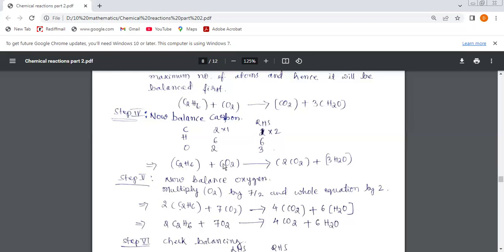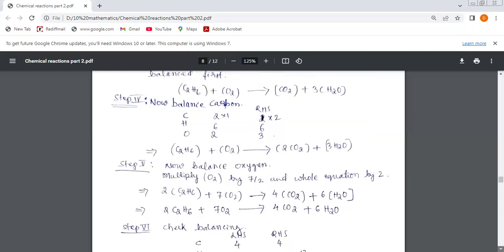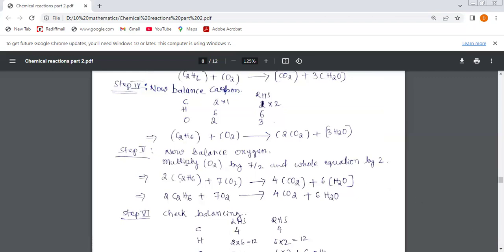And lastly, we have to balance the oxygen atoms. Because oxygen atoms, you see here 2 are there, but on the product side 2 plus 1, 3 are there. So that should be balanced. Now what you do to balance the oxygen: multiply O2 by 7 by 2 and the whole equation by 2. So this we have to do. O2 is here, to this only we have to multiply by 7 by 2, and then we have to multiply the whole equation by 2.